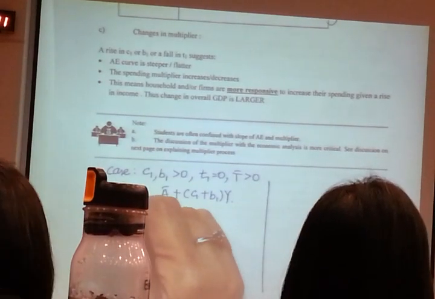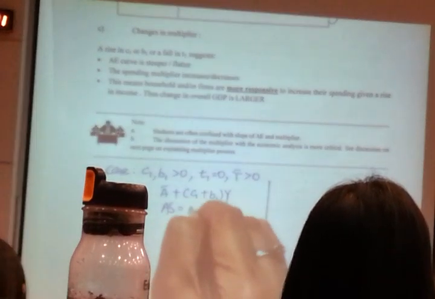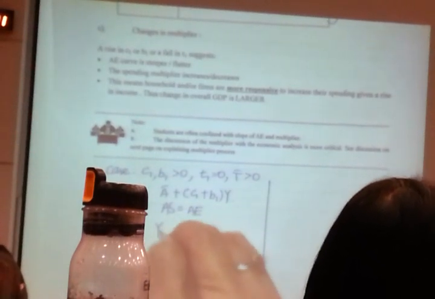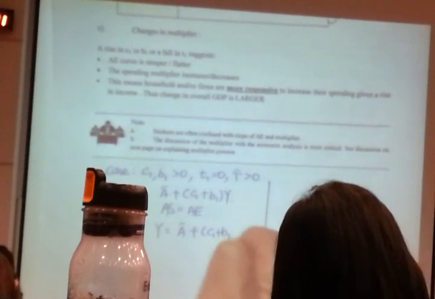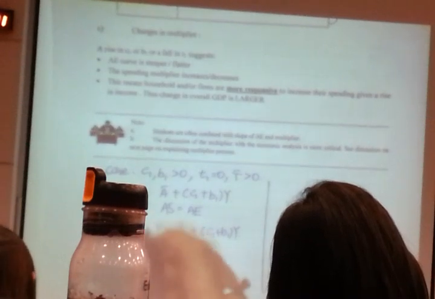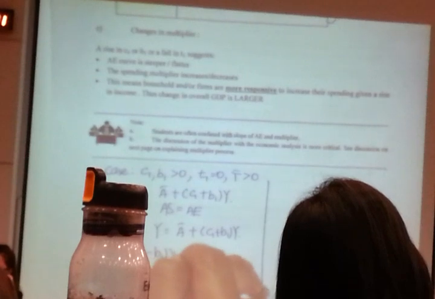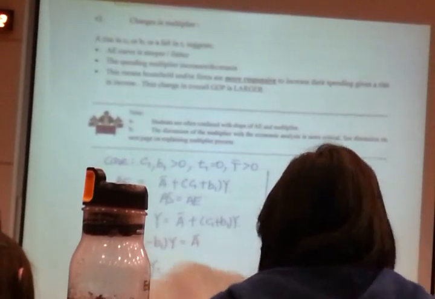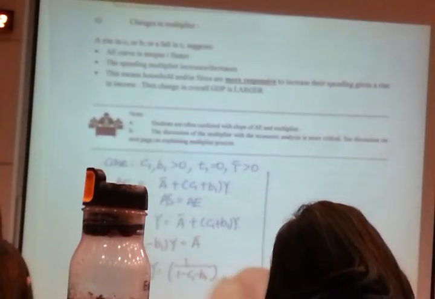So our focus is on multiplier, so I must look at equilibrium income. AS must be equal to AE. So write down Y, remember the Y is there. A lot of students missed out. So C1 plus B1. And some of you already saw the answer. Okay, this will become 1 minus C1 minus B1 times Y is A bar. So what is the multiplier? The multiplier is 1 over 1 minus C1 minus B1, times A bar.